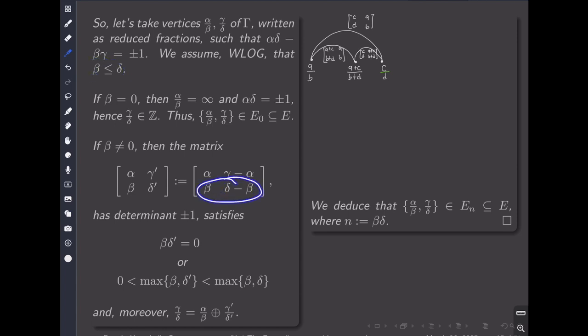This one satisfies that either this one is 0 or the maximum is smaller. One of the two. Beta is less than or equal to delta, so this one could be 0. So either this happens, or if this is not 0, then definitely the maximum between this one and this one is now beta.